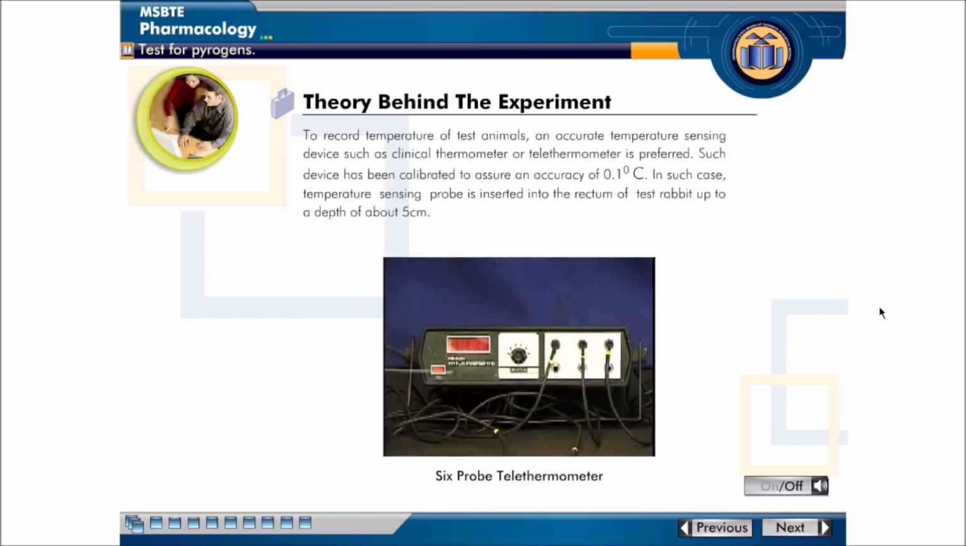To record temperature of test animals, an accurate temperature sensing device such as a clinical thermometer or telethermometer is preferred. Such a device has been calibrated to assure an accuracy of 0.1 degree Celsius. In such a case, the temperature sensing probe is inserted into the rectum of the test rabbit up to a depth of about 5 cm.